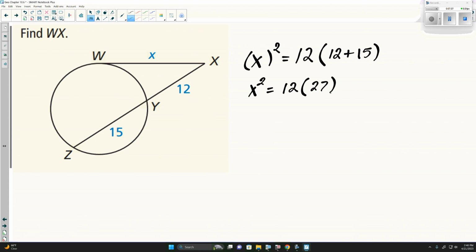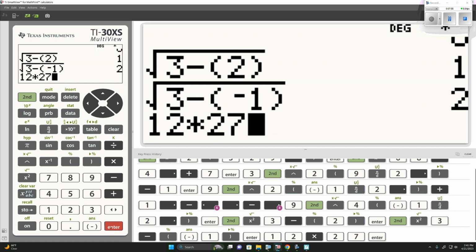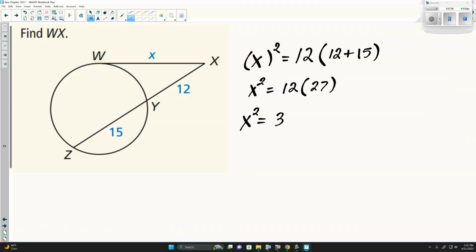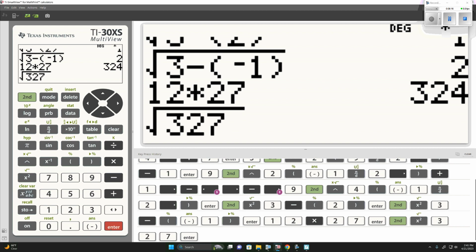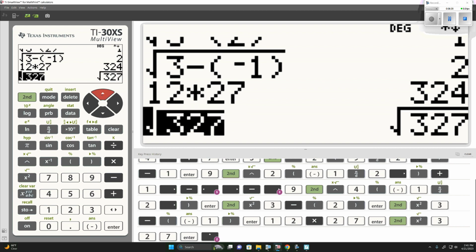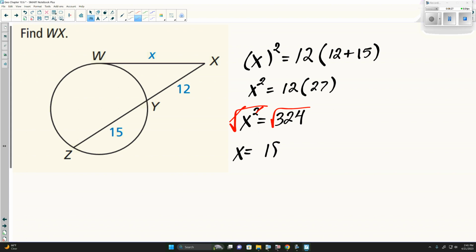Now on the other side, x squared is the same as x squared. At this point, we do need to multiply 12 and 27, which is 324. We take the square root of both sides, because the square root and the square will cancel, giving us x is equal to the square root of 324, as I say, otherwise that would not have been a nice number. So x is equal to 18.